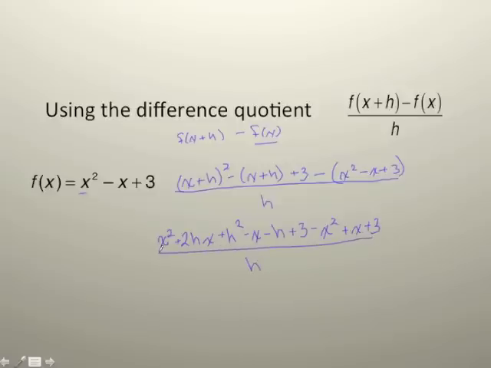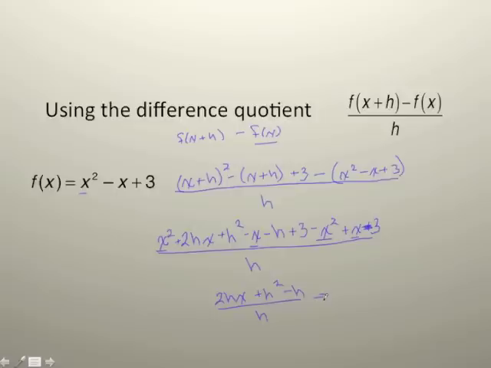Combine like terms. X squared, -x squared, they're gone. 2hx, only have one of those. H squared, only have one of those. X, -x, they'll be gone. -h, only have one of those. And 3, oops, this should have been a -3. 3 minus 3, so those are gone, all over h.